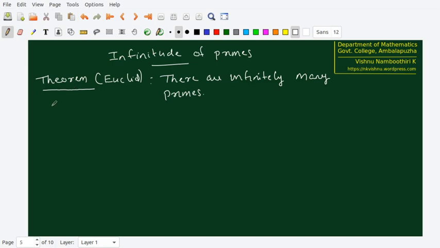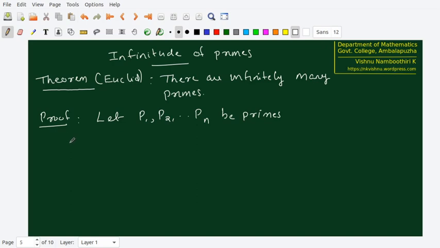To prove this, we will initially consider a set of primes which is actually finite. Let P1, P2, etc. Pn be primes. So we are considering n primes, and using these primes we can form a set. The set is {P1, P2, etc. to Pn}. This is definitely a finite set because we are considering only n prime numbers.